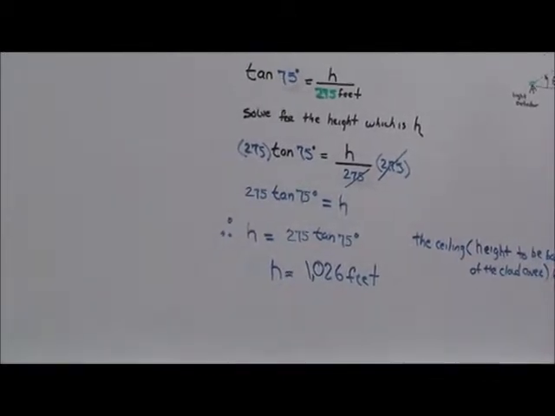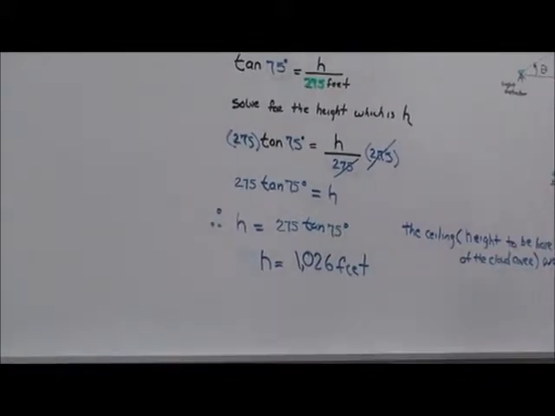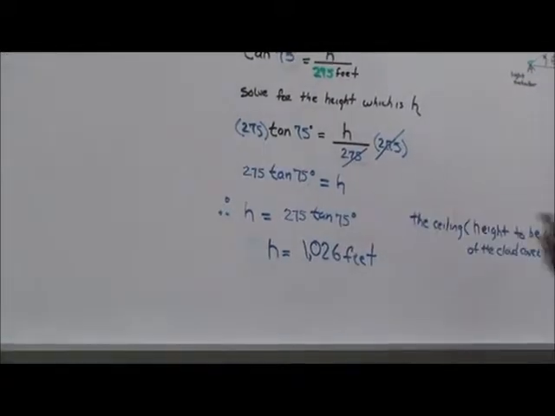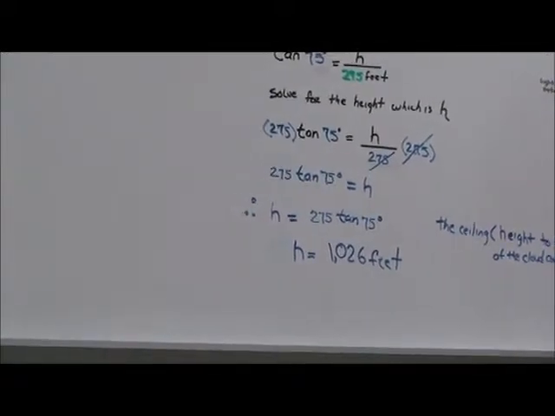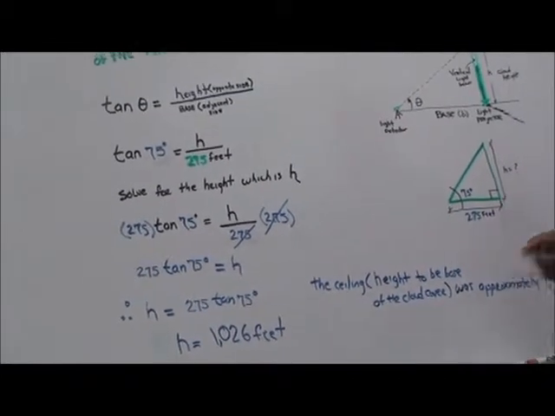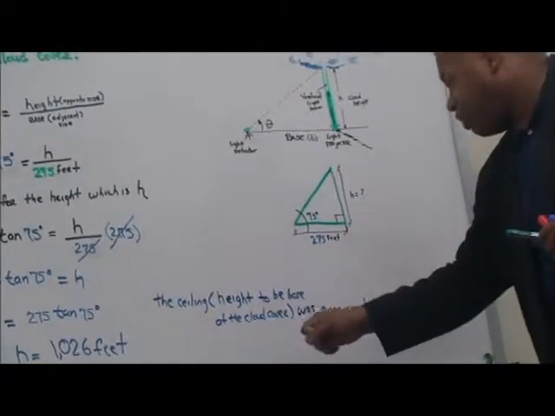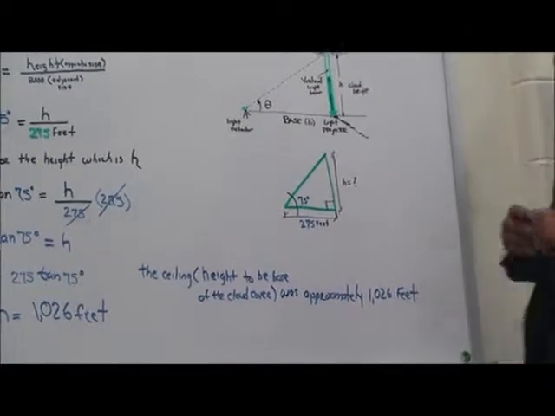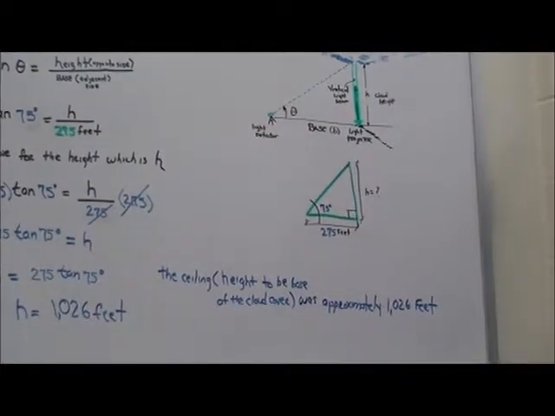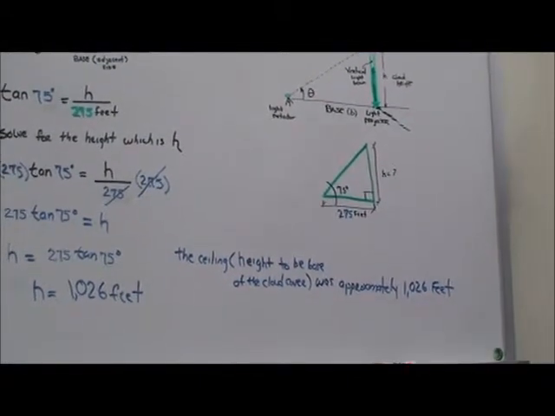After you solve for that, you're going to get 275 times tan 75 degrees, and when you multiply that, you get a height of 1,026 feet. So the ceiling, which is the height of the base of the cloud cover, was approximately 1,026 feet.